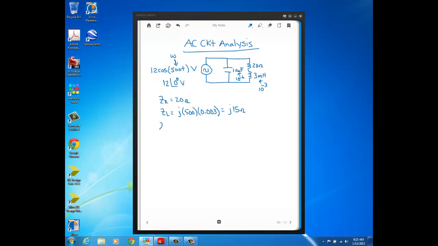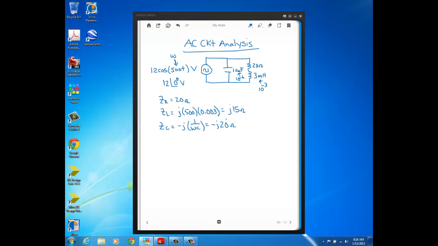And then the impedance of the capacitor, well, that's minus j over omega C. Alright, so if you plug in omega 500 and also the capacitor value of 10 microfarads and then take the reciprocal, you'll see this comes out to minus j20 ohms. Alright, so we have the impedance of each of the elements. We have our source voltage in phasor notation.